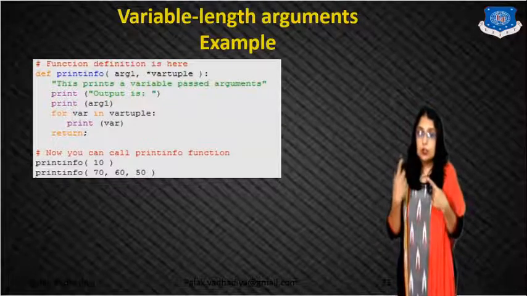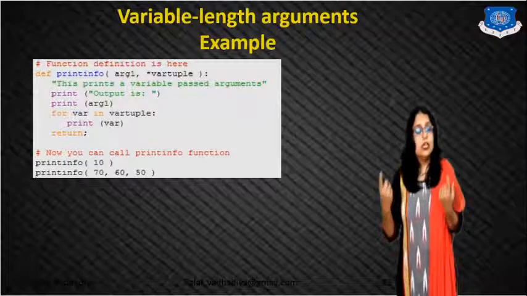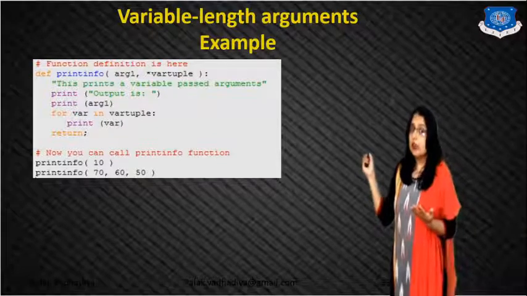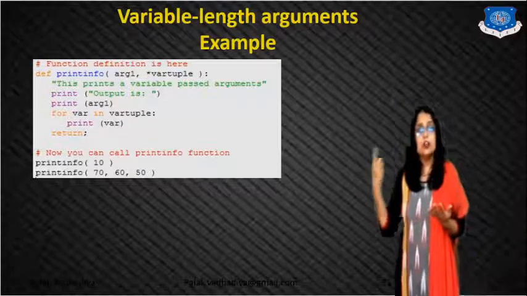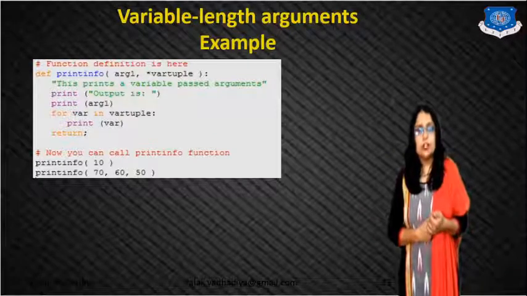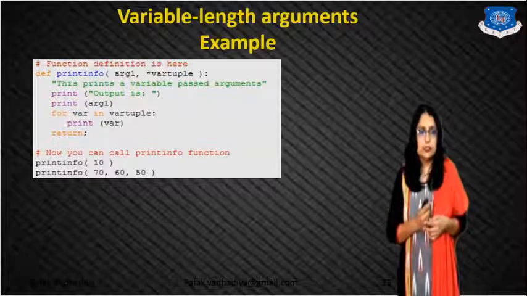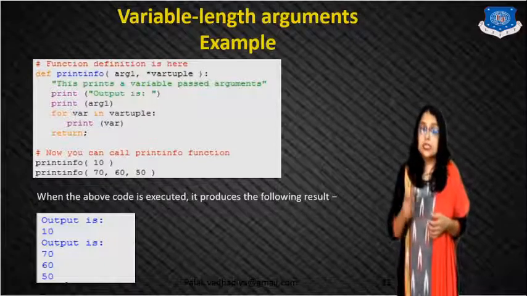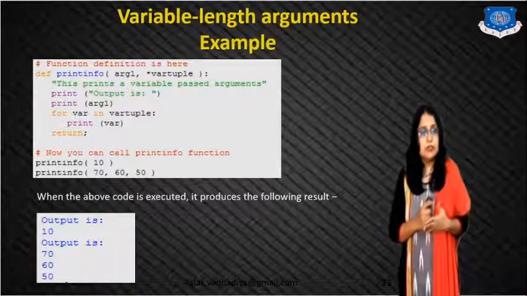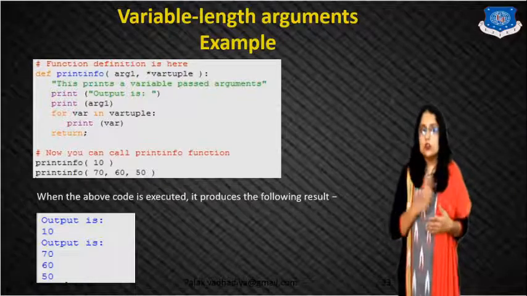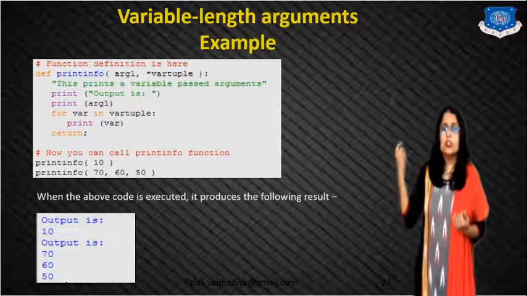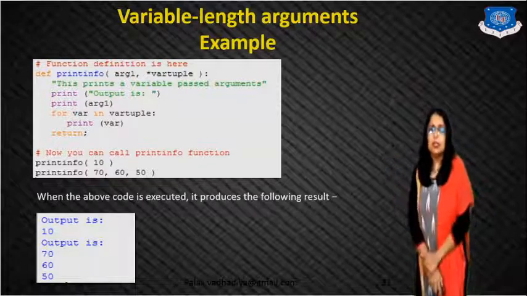And in the tuple, the length is not fixed. It may happen that inside we have 3 elements, or 4 elements. That's why I am using the for loop, for word in word tuple, and printing the value of word. First of all, the fixed value is 10, so when I run this, the output is 10. Second time I have 3 different values, 70, 60 and 50, so when I run this, I get 70, 60 and 50. This way you can use any variable length argument.